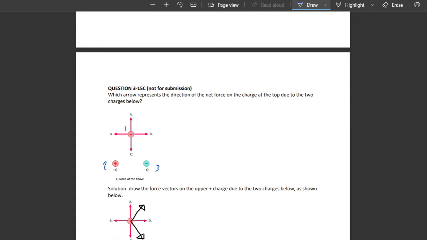So next we have 3-15C, which says, which arrow represents the direction of the force on the charge at the top due to the two charges below? So it's asking, what is the net force that particles 2 and 3 act on particle 1? So we specifically have to recall that it seems as though particle 2 and particle 3 have an equal charge to them. They're both positive 1q and negative 1q.